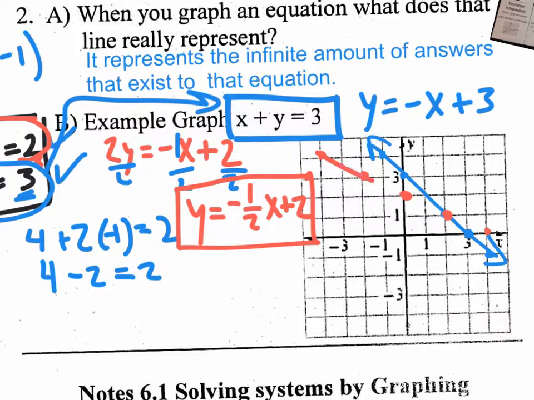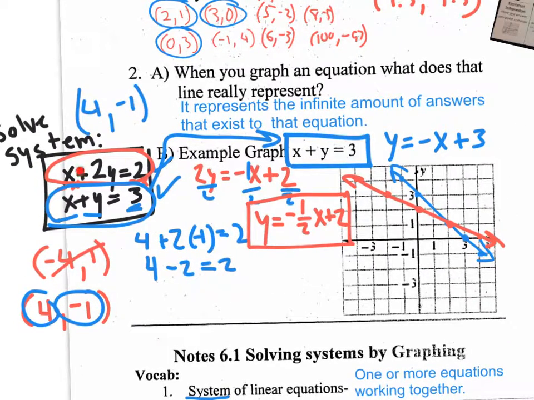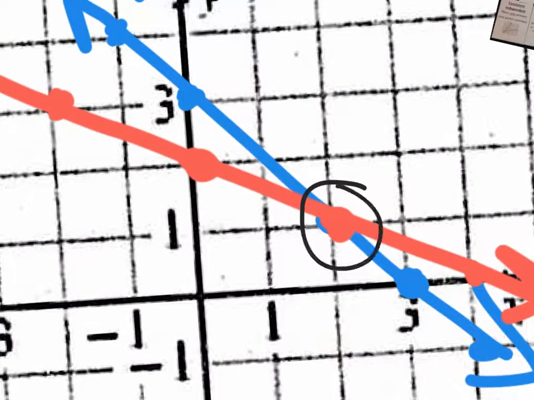But my point is this. When I graph an equation, the red line represents that top equation, and this line represents all the answers that exist to that top equation. When I graph the bottom equation, this blue line represents all the answers that exist to the bottom equation. So on a system of equations, you want to find the answer that works for both. So if you have all the answers of one, all the answers of the other, where is it that you're going to find all your answers of both? That point of intersection right there.